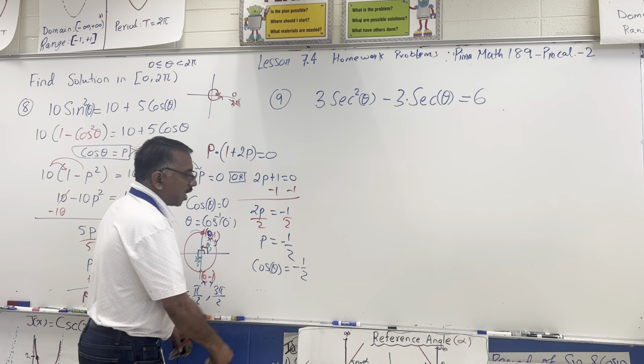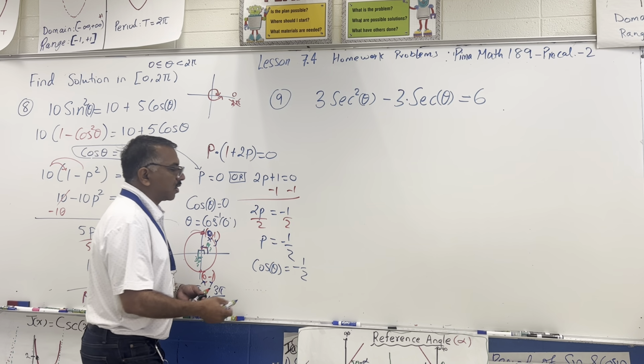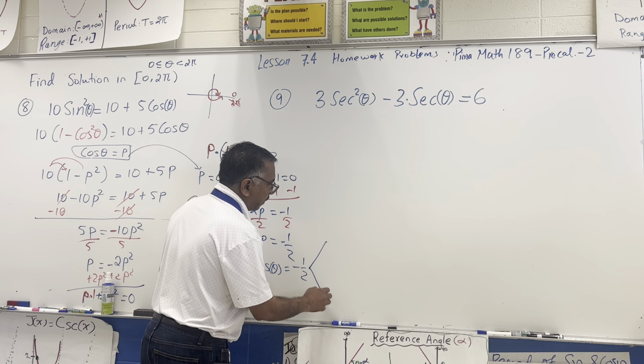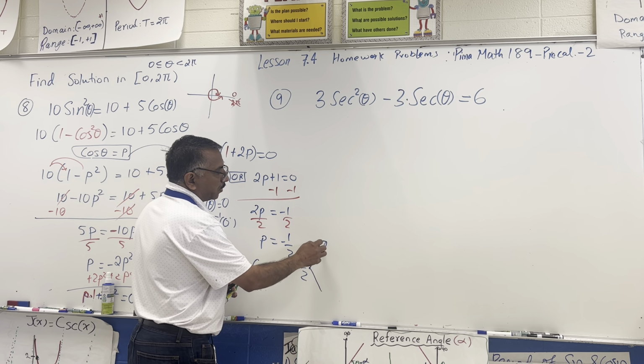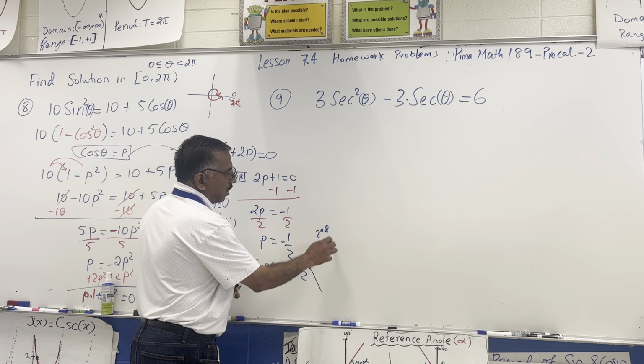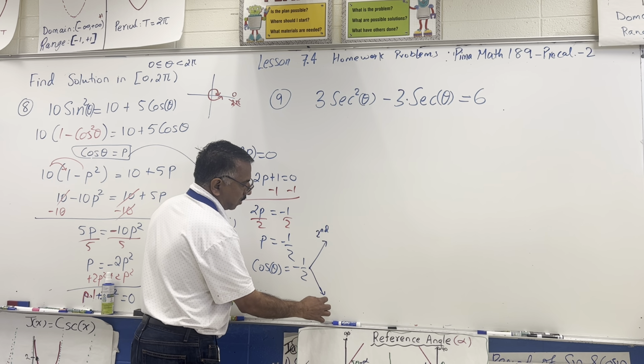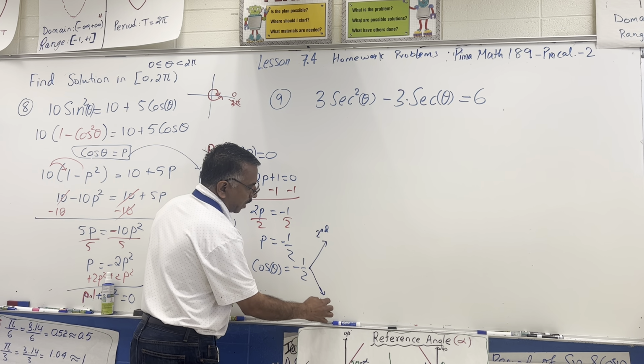If you think of cosine theta as minus half, where is cosine negative? I'll have to write two answers. Cosine is negative in the second quadrant, and also it is negative in the third quadrant.